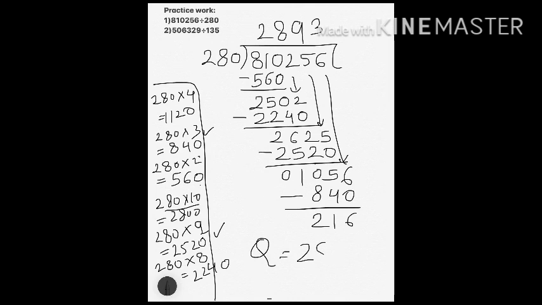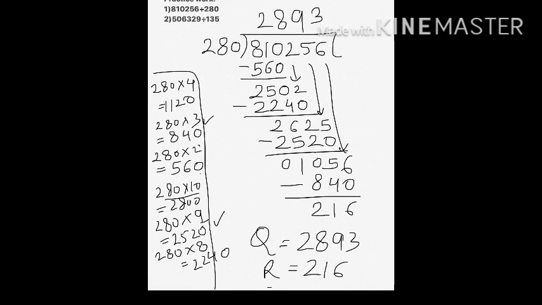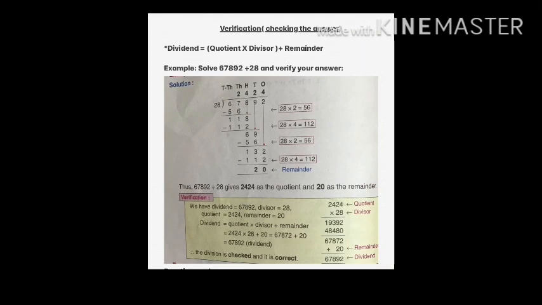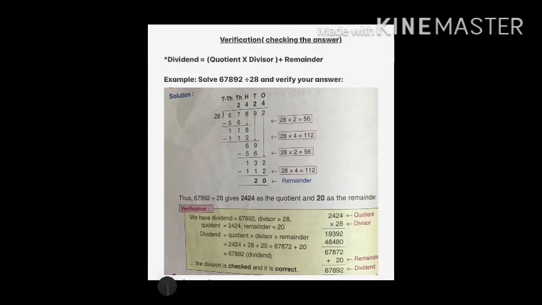So the quotient is 2893 and the remainder is 216. So this way you can try out this 3-digit number. Now, verification. There is one formula of verification for checking. Verification means checking your answer. So there is a formula for division, for checking the answer of the division. This is the formula: dividend is equal to quotient multiplied by divisor plus remainder. If this working is equal to the dividend number, then that means your answer is correct.